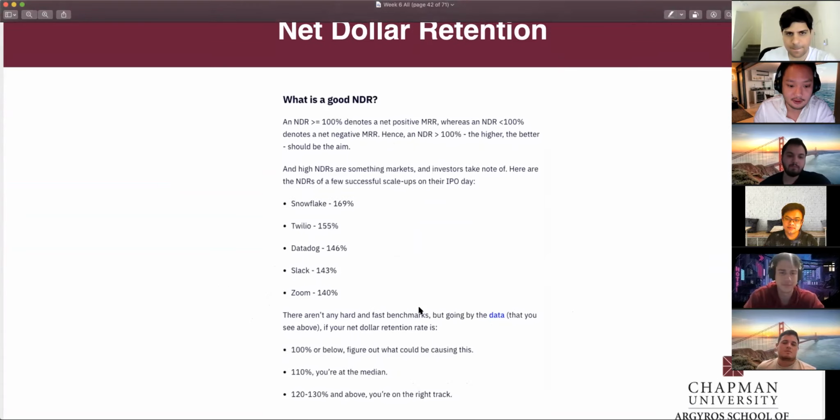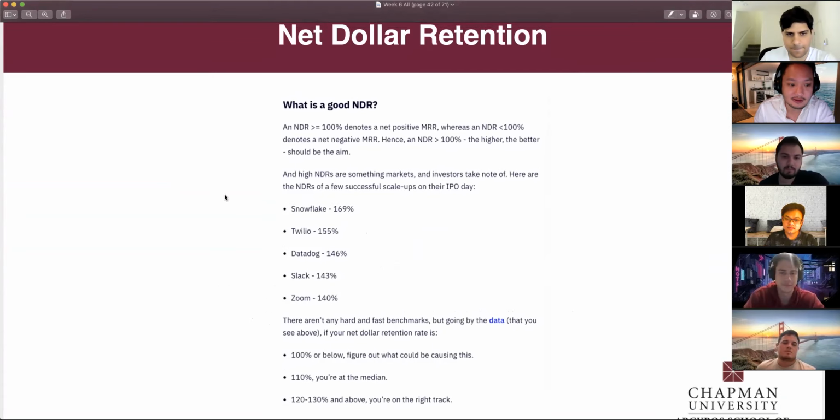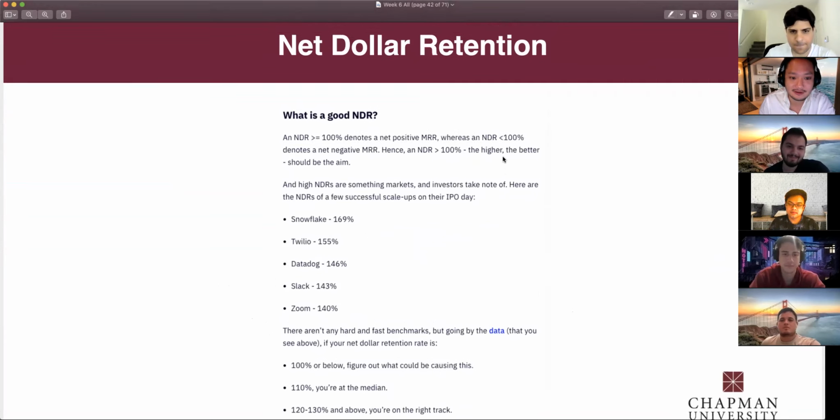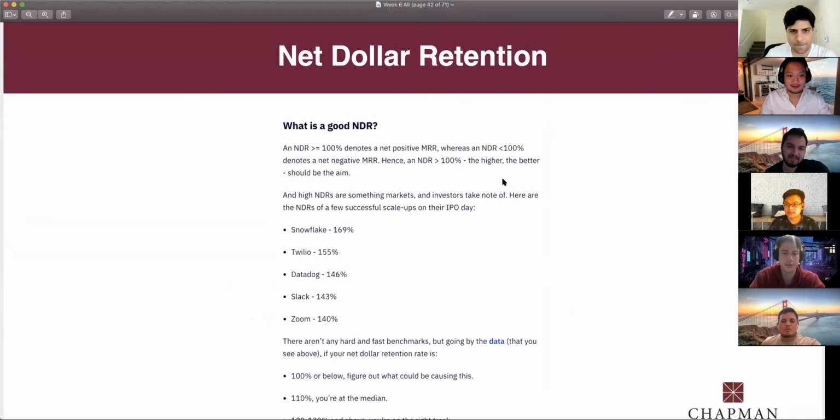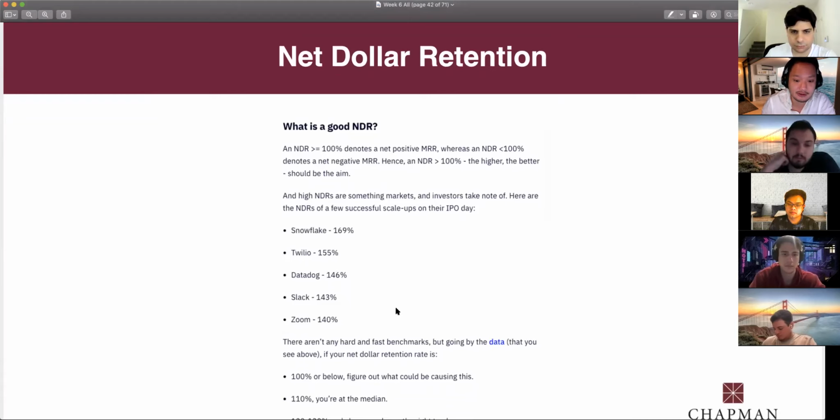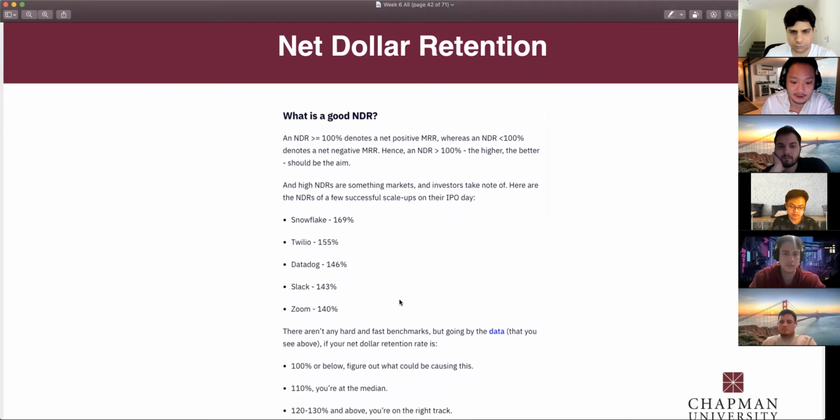If you look at, is anyone invested in some of these stocks by any chance? No, right? But if you look at some of these numbers here, you could see Snowflake 169%. Snowflake is one of Warren Buffett's favorite companies. Twilio 155%, Datadog 146%, Slack 143%, Zoom 140%. These companies, the reason why they have such high valuations is because of this factor here as well. Looking at this metric, net dollar retention.